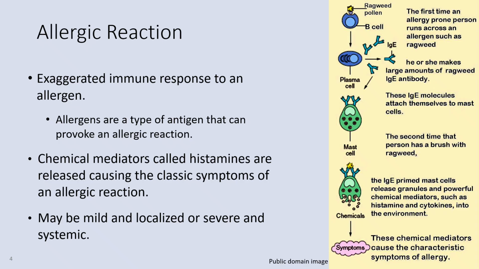Our immune system releases chemical mediators called histamines in response to the presence of an allergen. These chemicals cause many of the classic symptoms that are characteristic of an allergic reaction, including watery eyes and a runny nose, which are the body's way of removing the allergens.